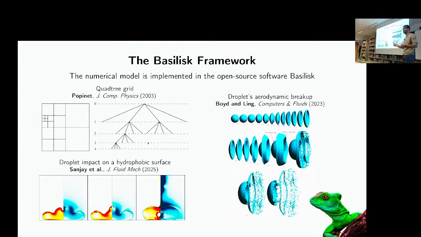Essentially, we use Basilisk for two main reasons. It implements a powerful adaptive mesh refinement strategy, and it implements a state-of-the-art methodology for surface tension modeling, which is pivotal for simulation of small droplets and bubbles. It is also very well documented, open source, and has all these advantages.